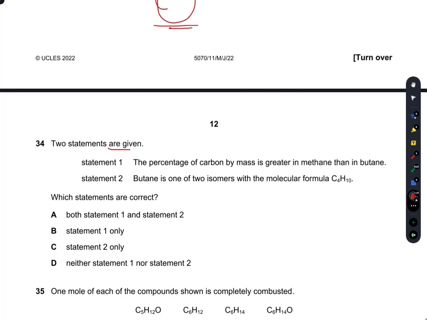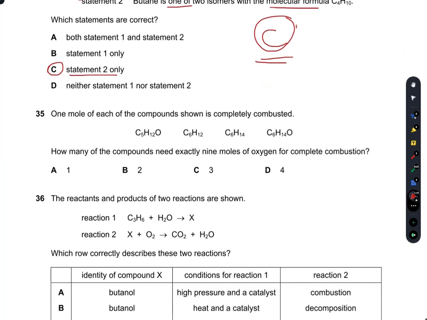Two statements are given. The percentage of carbon by mass is greater in methane than in butane. No, it is lower in methane than in butane. Butane is one of the two isomers with a molecular formula C4H10. Yes, butane has two isomers. So only statement 2 is correct. That means C is our right option.